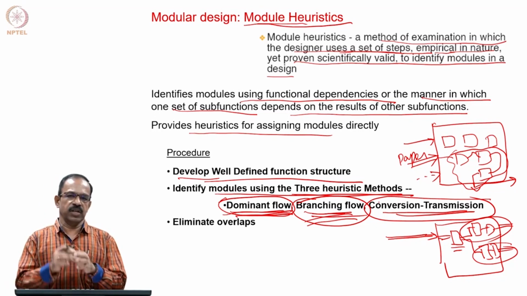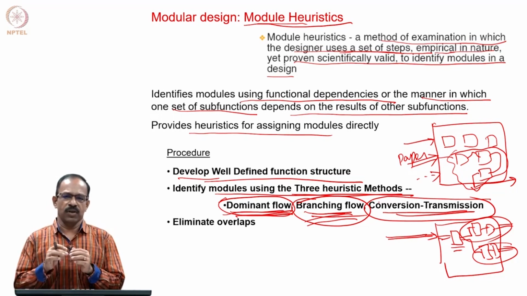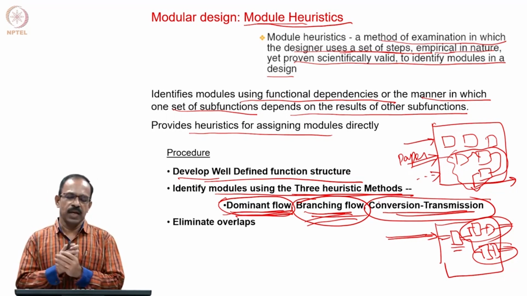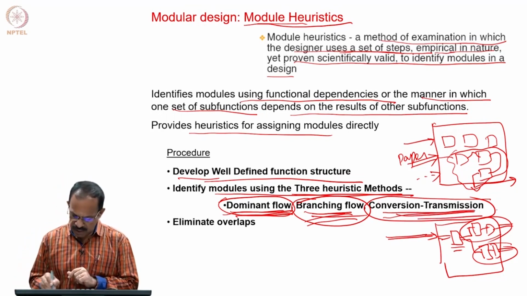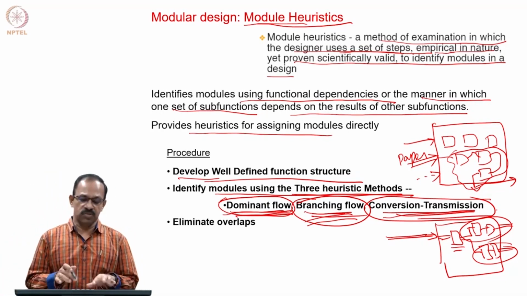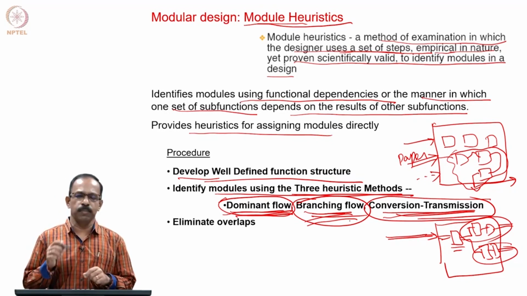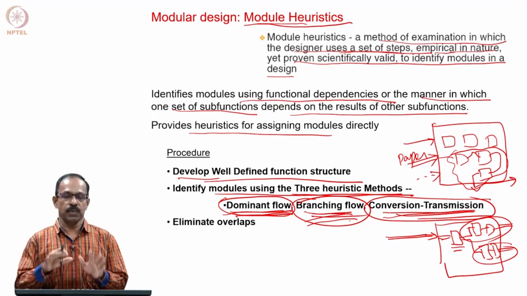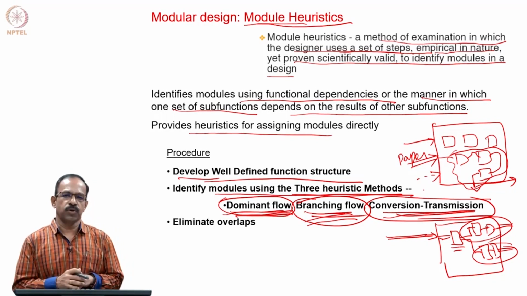Whenever there is a conversion and a transmission, it can be only conversion or it can be only transmission. In this case, when there is a conversion and transmission, both can be taken into a single module. So, that is basically the conversion transmission heuristics. In all the cases we use all three heuristics and then try to identify all possible modules.